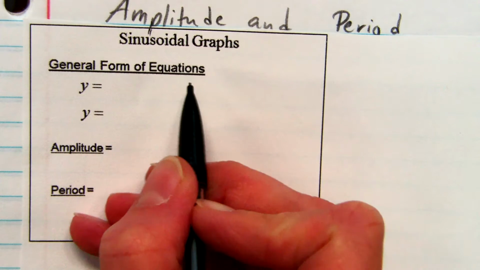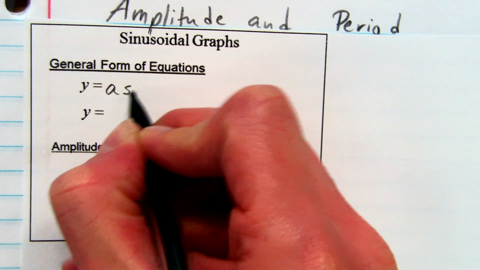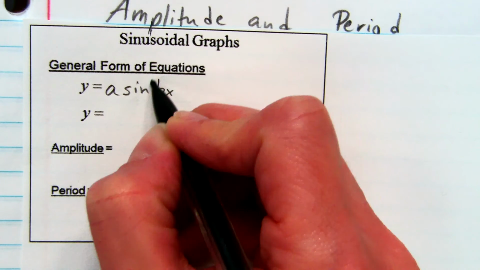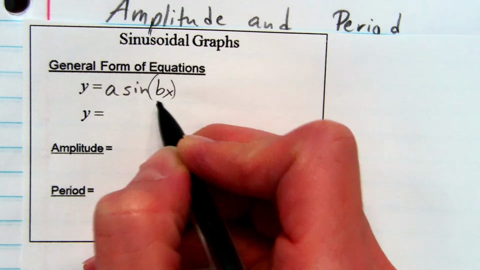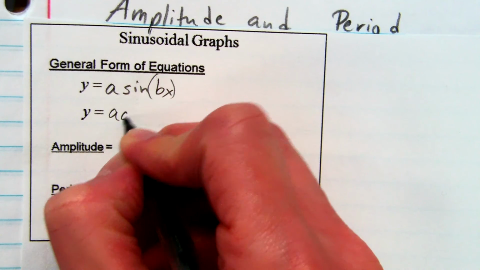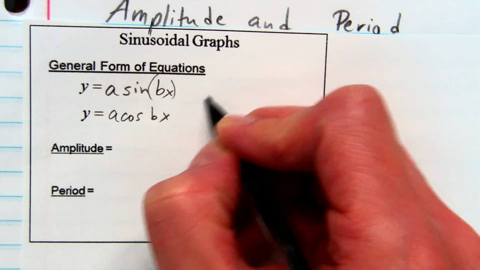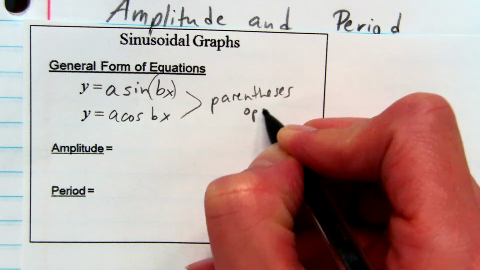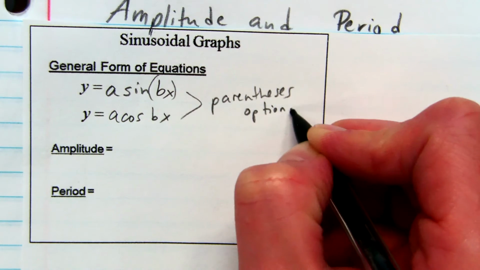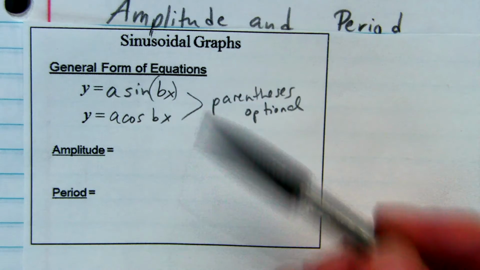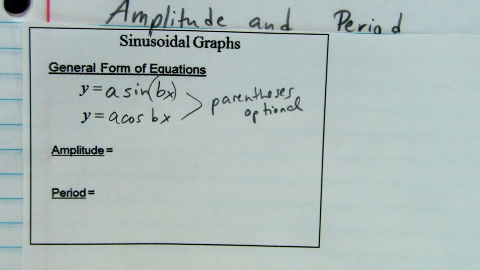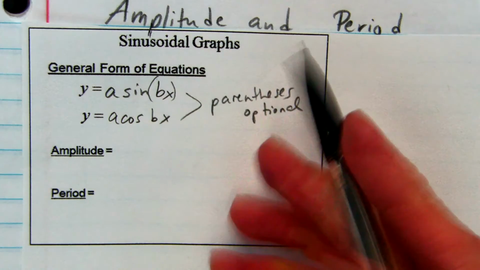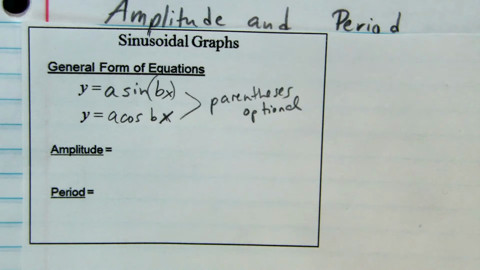So the general form of the equations is A sine bx. Sometimes they'll put parentheses on the bx, sometimes they'll leave it off. So I'll put the parentheses on that one. Or you can also have cosine. Basically, the parentheses are optional. They're only not optional if they have a translation left and right. If they have that plus or minus in there, then you have to have the parentheses. If there's just a number in front of the x, then they will not.